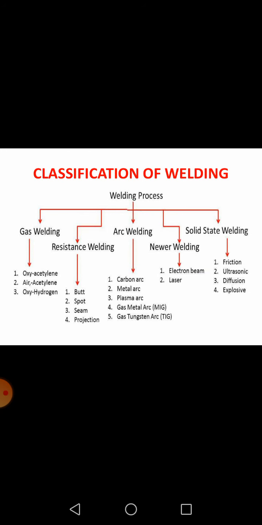Next, classification of welding. There are several types of classification of welding: gas welding, resistance welding, arc welding, thermit welding, and solid state welding. Today we will discuss resistance welding. There are several types of resistance welding: resistance butt welding, resistance spot welding, resistance seam welding, and resistance projection welding.